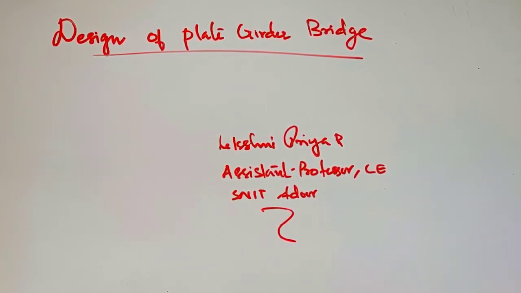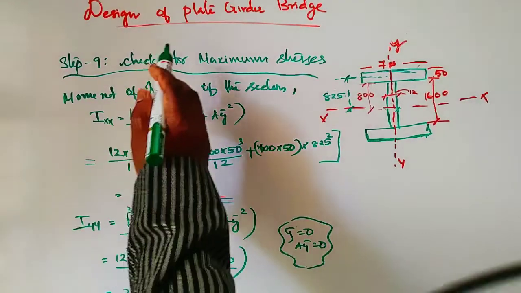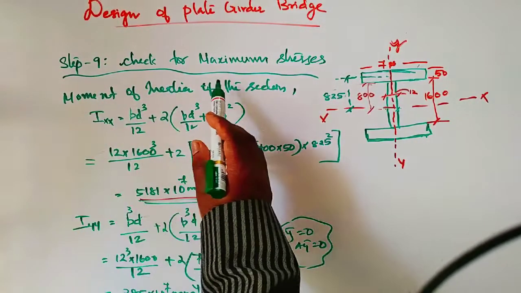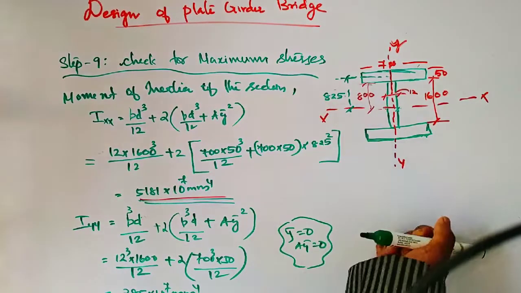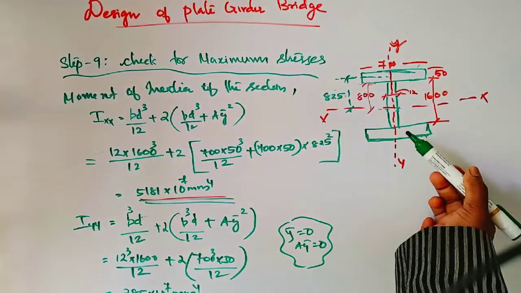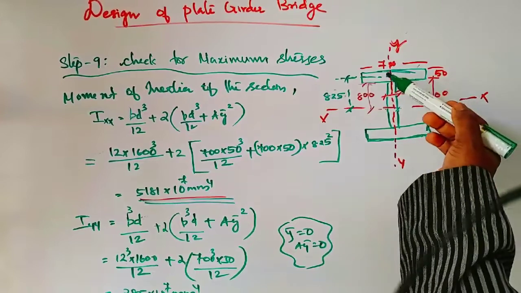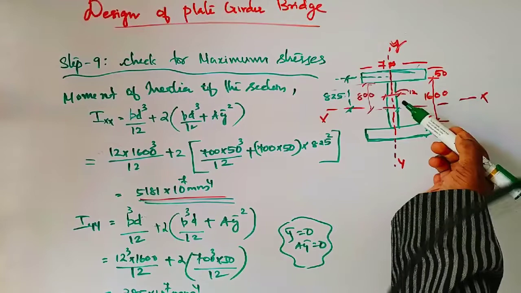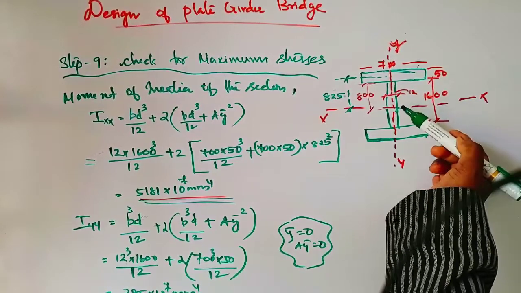Here we discuss the topic Design of Plate Girder Bridge. In the previous sessions, we discussed step 1 to step 8, and in this session, we move on to step 9, design of plate girder bridge. Step 9, check for maximum stresses. This is the selected section: flange size 700 by 50 and web size 1600 by 12.